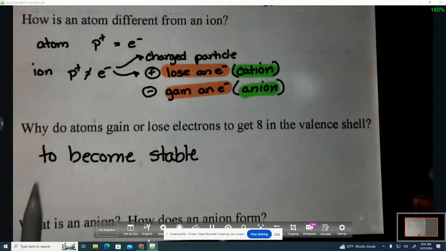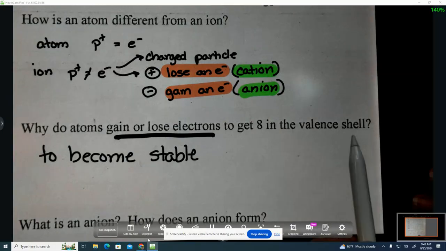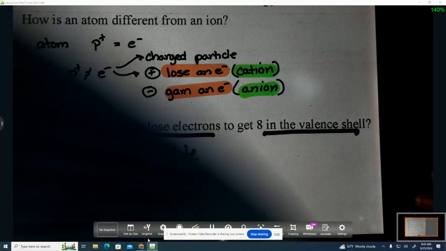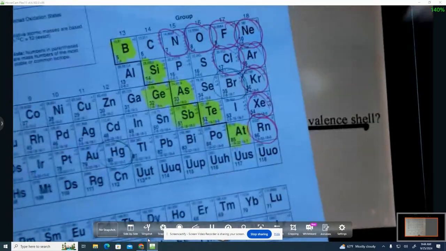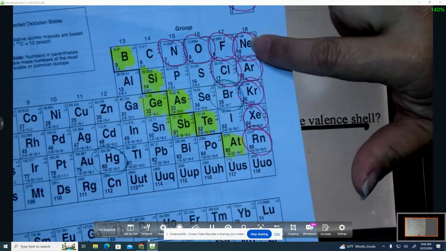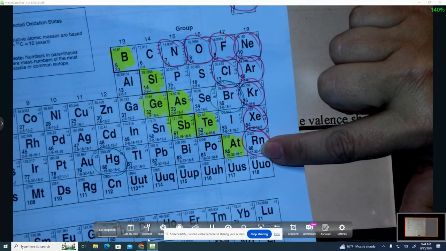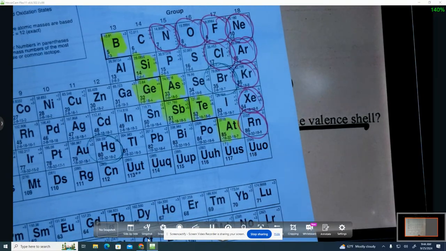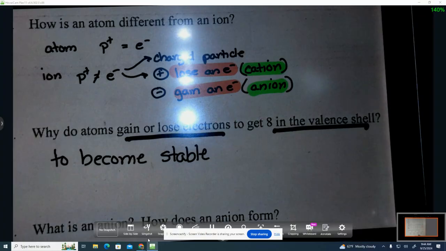Why do atoms gain or lose electrons to have 8? Because they want to become stable. The atoms that are in this last column over here, they're all circled over here: neon, argon, krypton, xenon, and radon. They all have 8 in their valence shell. These elements don't react with anything. They are stable. They go around the world and they're like, leave me alone. I don't want to take electrons away from anybody. I don't want anyone taking electrons away from me. I am perfectly happy by myself. They are actually called the noble gases.